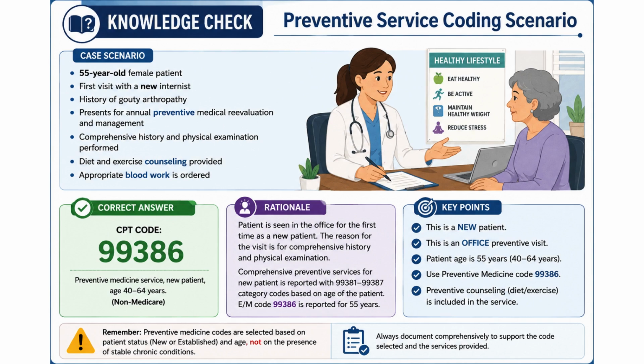Because this is the patient's first visit with the provider, she is considered a new patient. She is 55 years old, which places her in the 40 to 64 years preventive medicine age category. For a non-Medicare preventive medicine visit in this age group, the correct CPT code is 99386. The key point to remember is that preventive medicine codes are selected based on patient status, whether new or established, and the patient's age, not on the presence of stable chronic conditions. Stable conditions may be addressed during the preventive visit as long as they do not require a separate problem-oriented E/M service. Therefore, the correct answer for this case is CPT code 99386.